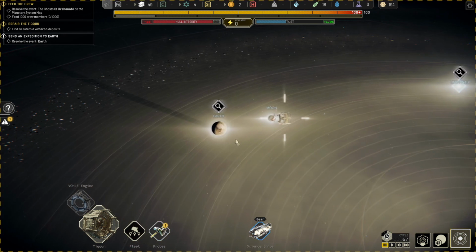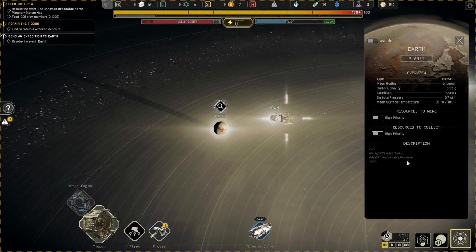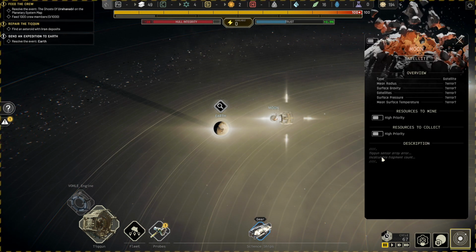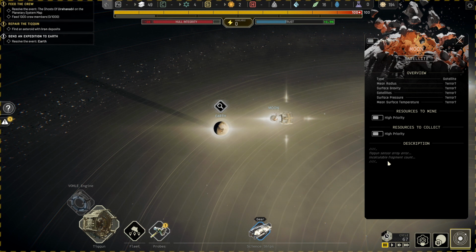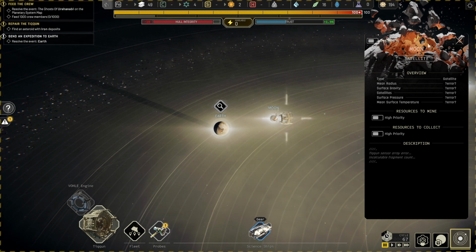Fitting, since it's a supply ship, actually. But anyway, no signals detected. Dulles comms unresponsive. And the moon says, Tycon sensor array error. Incalculable fragments found. But look at that image. That doesn't look too healthy at all, does it?